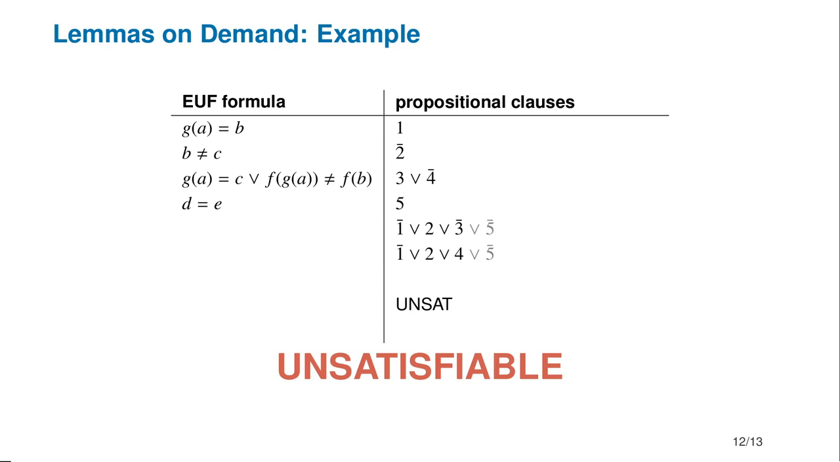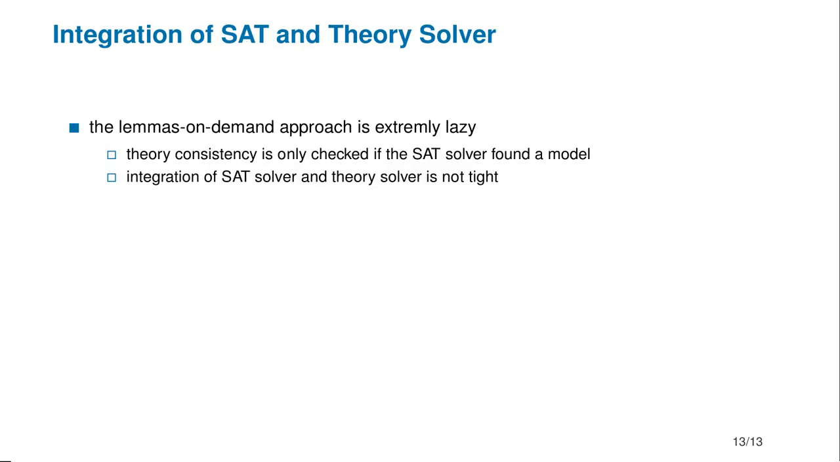If we do one more iteration and pass this negated model to the SAT solver, we get an unsatisfiable formula, so the abstraction cannot be further refined, and we can conclude that the formula is unsatisfiable. This is a very simple approach with lemmas on demand to solve an SMT formula, to integrate SAT solver and theory solver in a very loosely coupled manner. In practice, it's done in a more integrated manner, and this gives us a tighter integration leading to the CDCL(T) approach, but this I will not discuss in this course.